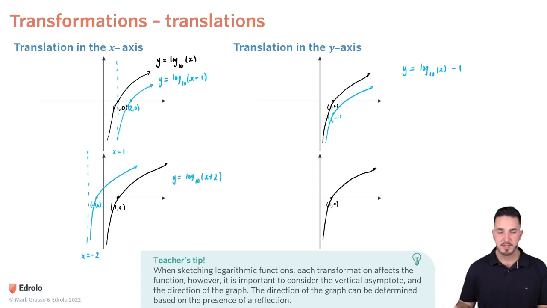If we were to shift it up, so let's say we had y equals log 10 of x, plus 1, the same situation. However, we're just shifting in the positive direction. So (1, 0), adding 1 to that y coordinate of 0, becomes (1, 1). And now we would sketch our graph. The difference really between your x-axis translation and your y-axis translation is that your x-axis translation will affect where your asymptote is, so your vertical asymptote. The translation in the y-axis will affect where your x-axis intercept is.